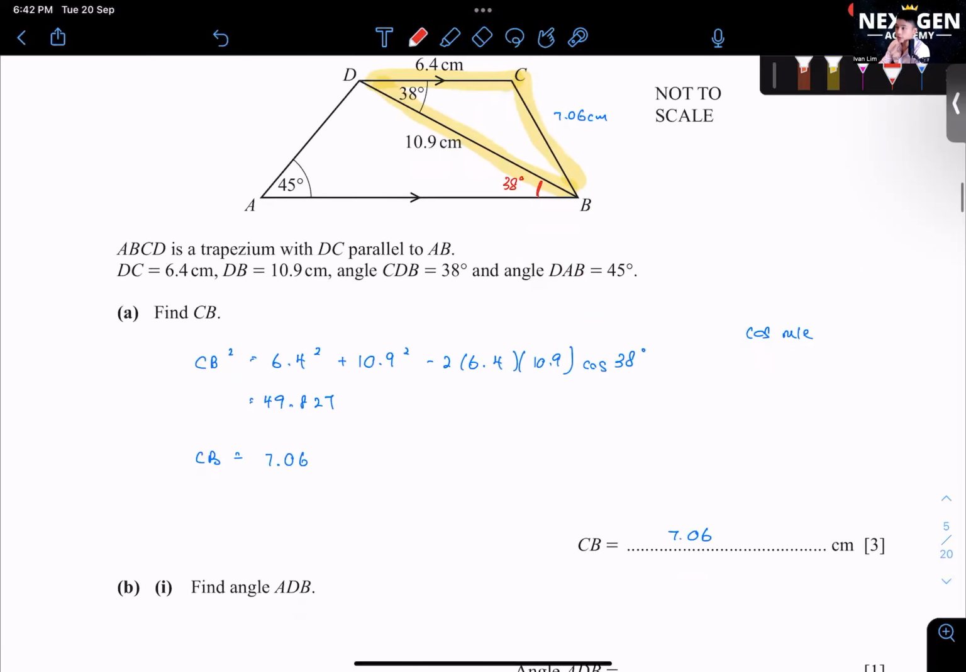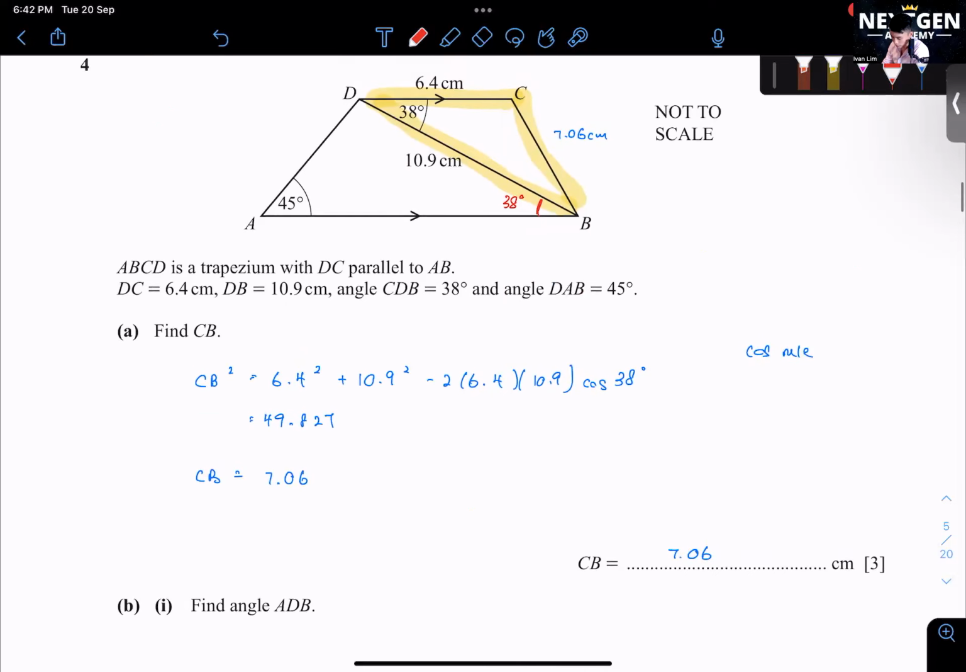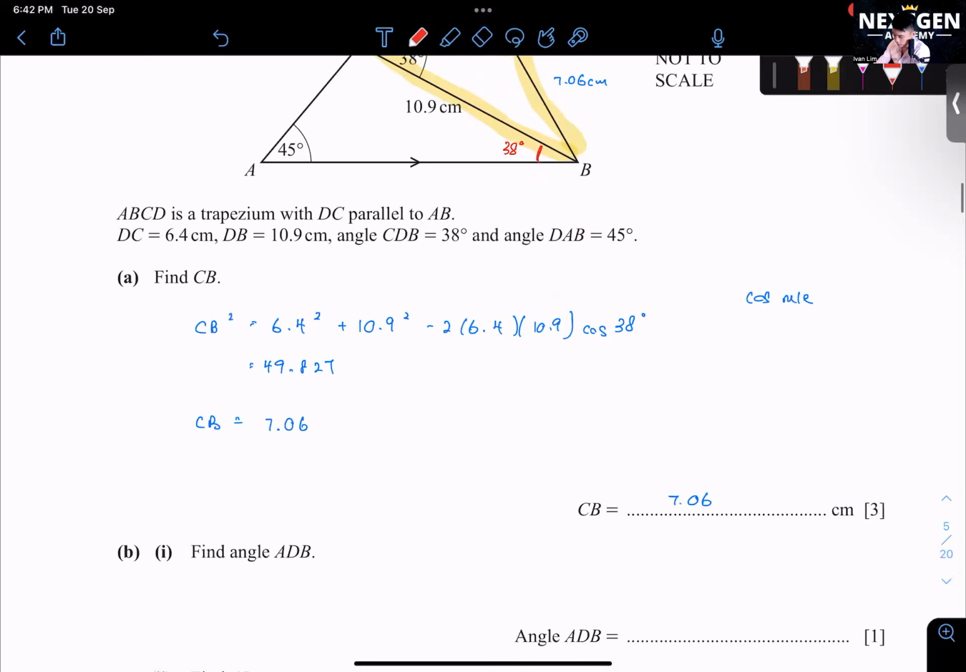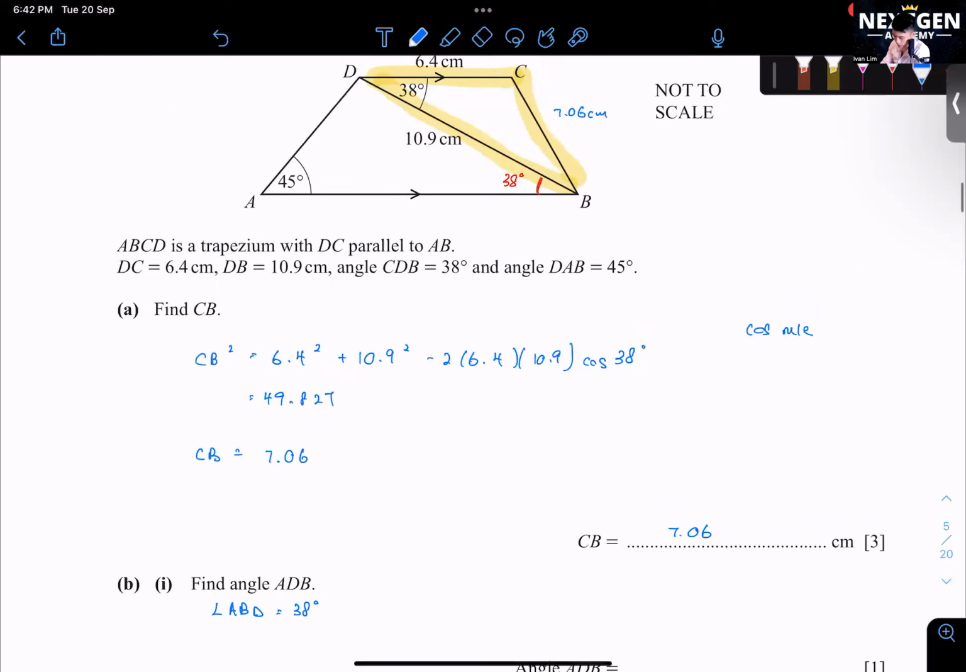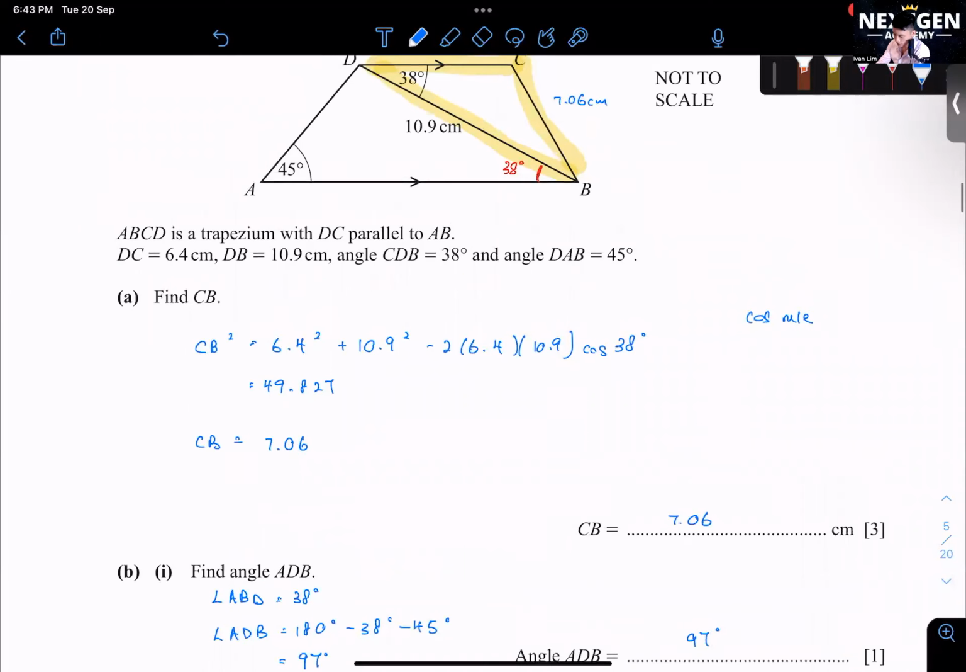Okay, so we know that angle ABD is equal to 38 degrees. Okay, angle ADB will just be 180 degrees minus 38 minus 45 degrees. Okay, you will get 97 degrees. Okay, so just label here 97 degrees.